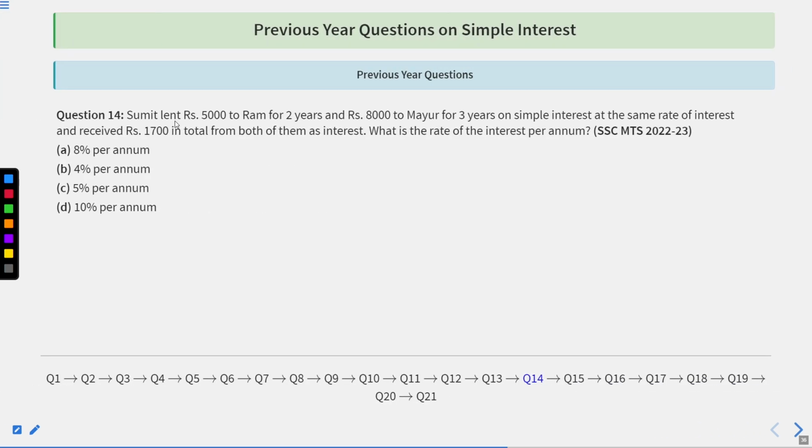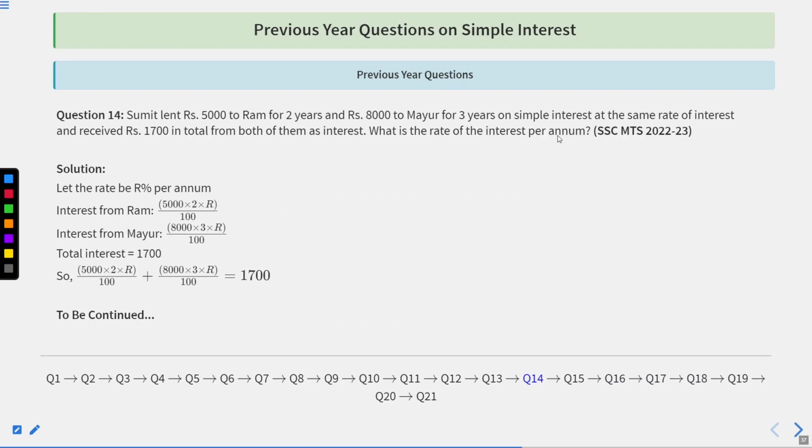Question number 14. Sumit lent rupees 5,000 to Ram for 2 years and rupees 8,000 to Mayur for 3 years on simple interest at the same rate of interest and received rupees 1,700 in total from both of them as interest. What is the rate of interest per annum? So let us have a look over the solution. Let the rate be R% per annum.